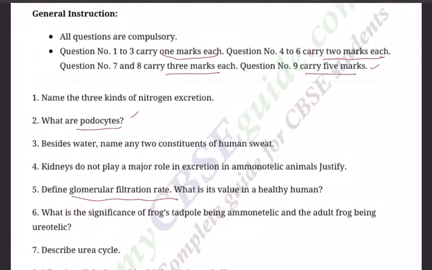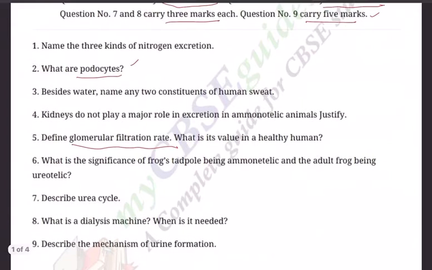Question 5. Define glomerular filtration rate, GFR. So expected question, what is its value in a healthy human being? Question 6. What is the significance of a frog's tadpole being ammonotelic and the adult frog being ureotelic? Next, describe the urea cycle. This is something new in this chapter.